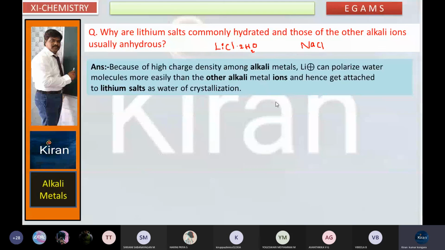So remember it in this way: whenever lithium comes, you must write two points. One, lithium is a smaller ion, and two, it has high hydration energy. Because of this reason, lithium gets hydrated. Other alkali metals will not hydrate.